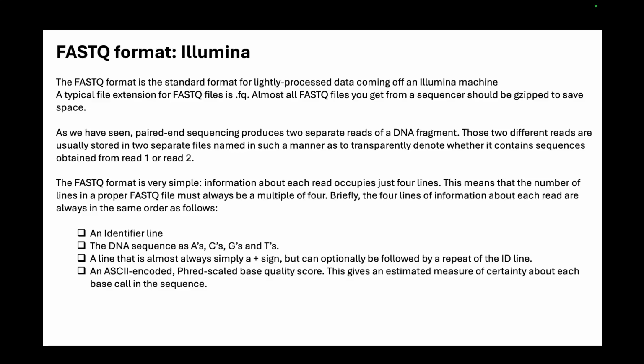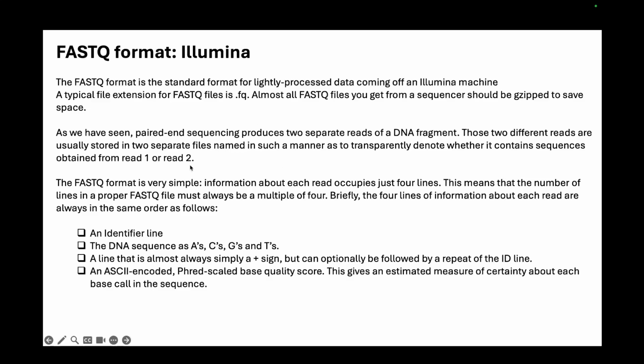The next type of data format after FASTA, a little bit more complicated, is FASTQ, which is the Illumina format, you can say. FASTQ format is a standard format for lightly processed data coming off an Illumina machine. A typical extension for FASTQ is .fq, and as we have seen, paired-end sequencing produces two separate reads of a DNA fragment. Those two different reads are usually stored in separate files, named in such a manner as to transparently denote whether it contains sequences obtained from read 1 and read 2.